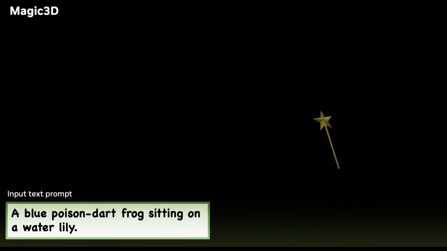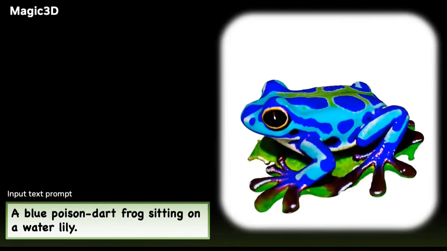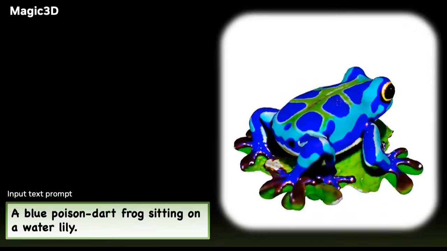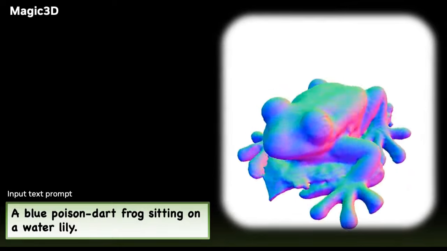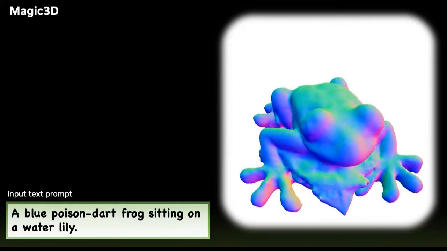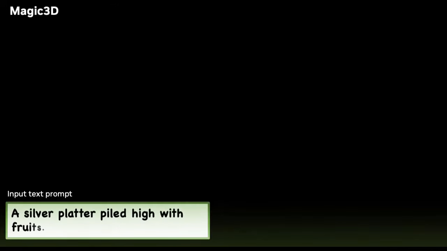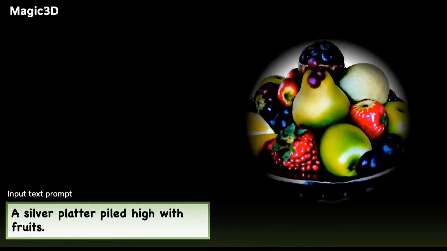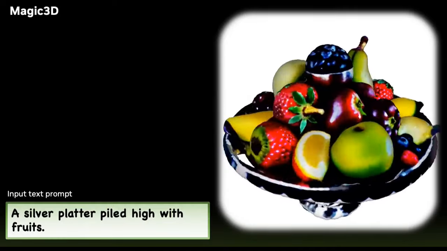G'day AI enthusiasts. AI text to 3D model generation is here, with Nvidia announcing on Friday their new AI technology Magic3d in a research paper. It can generate 3D models from text prompts. No 3D modeling experience needed.